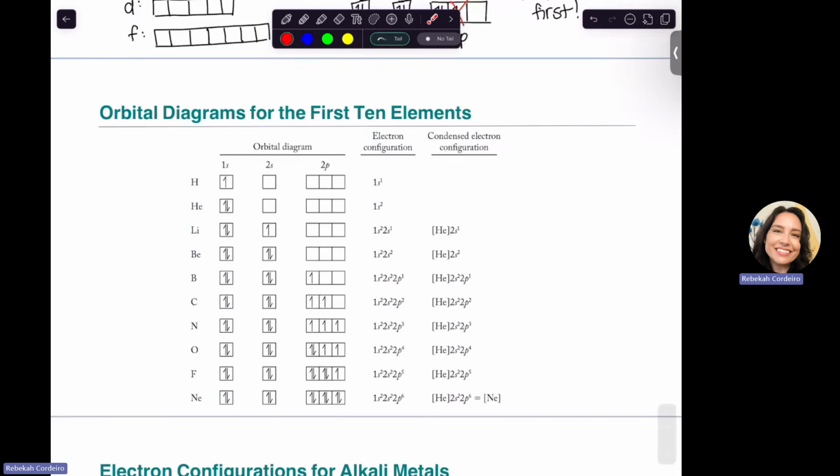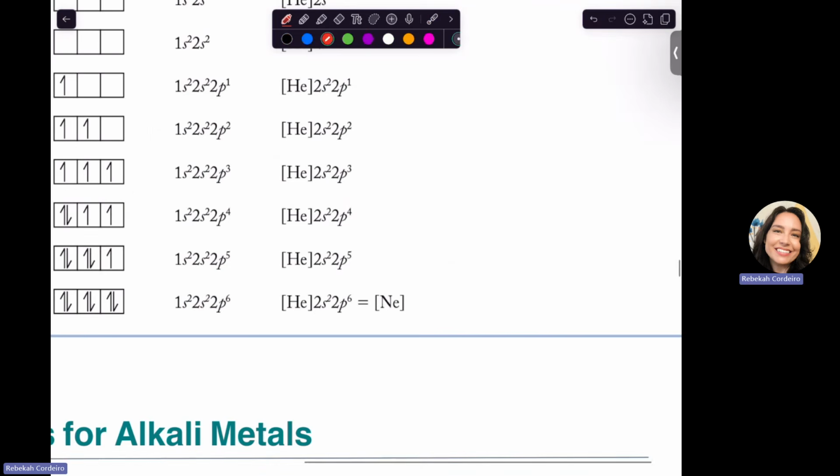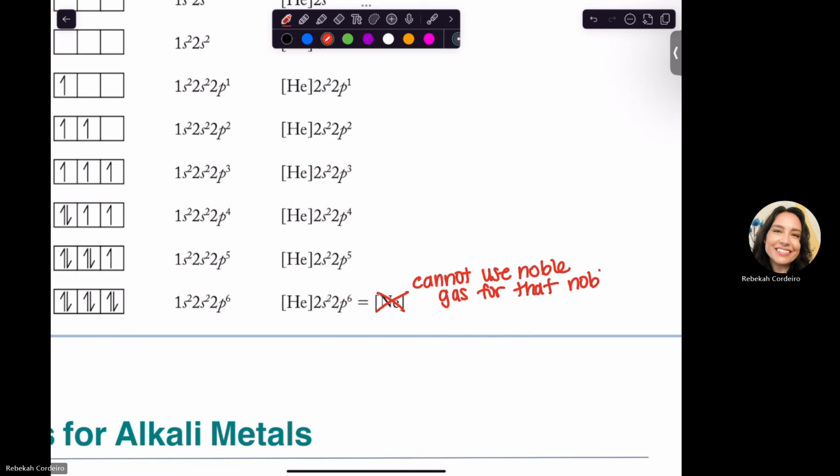For condensed electron configuration, here's a quick note. You actually cannot use the noble gas for that noble gas. What it means is if you're writing the electron configuration for neon, you can't just put neon in brackets.